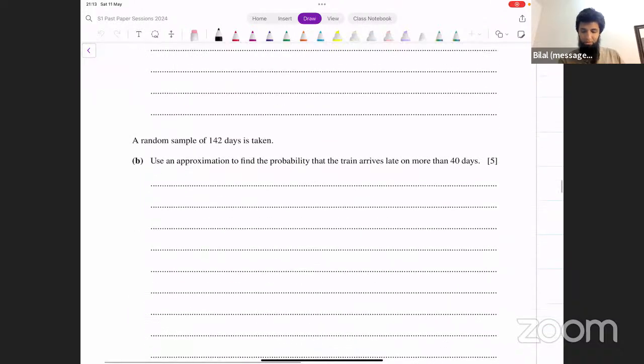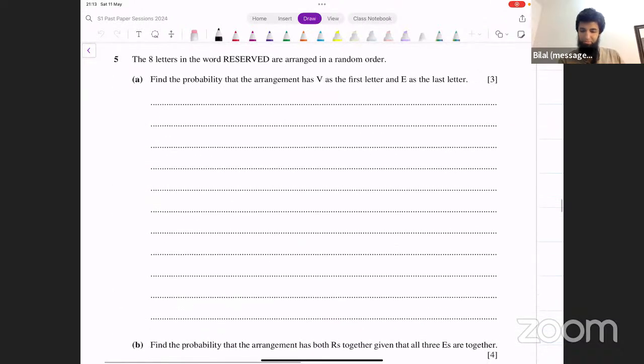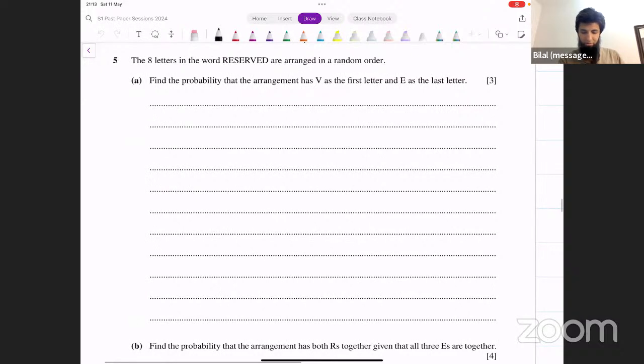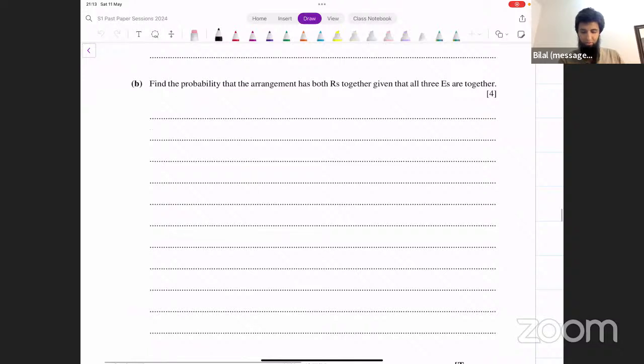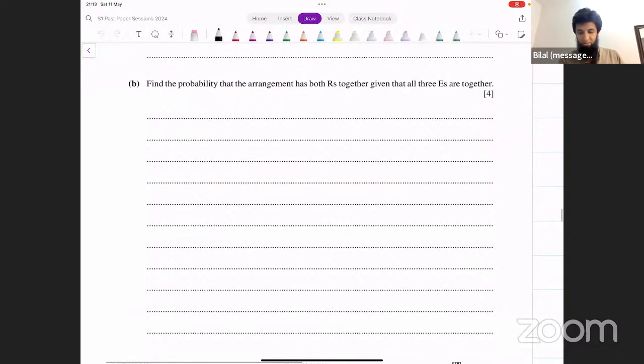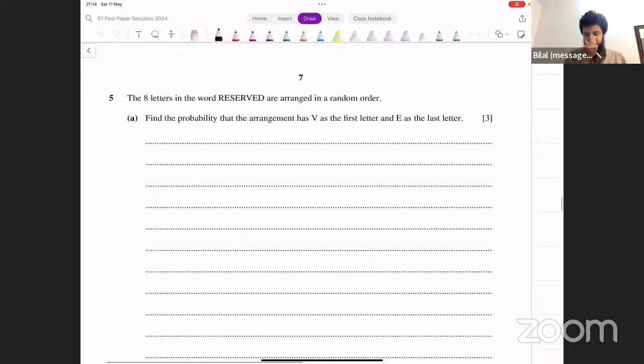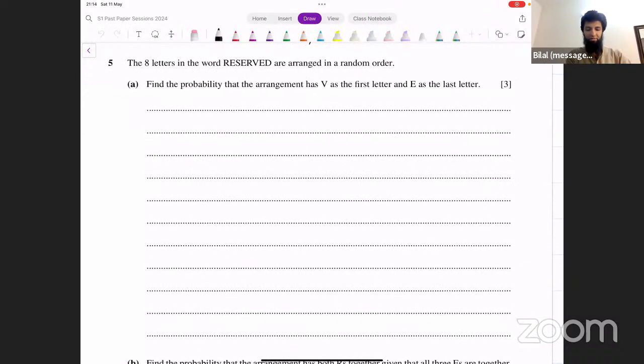This is binomial and then binomial to normal approximation. No one has asked about question number 5. First is V and the last is E. Probability that both R's are together, given that all 3 E's are together. What about the second part? I think this looks kind of tricky. Let's actually do this question as well. The first part is fairly straightforward. You have 8 letters in the word reserved. They are arranged in a random order.